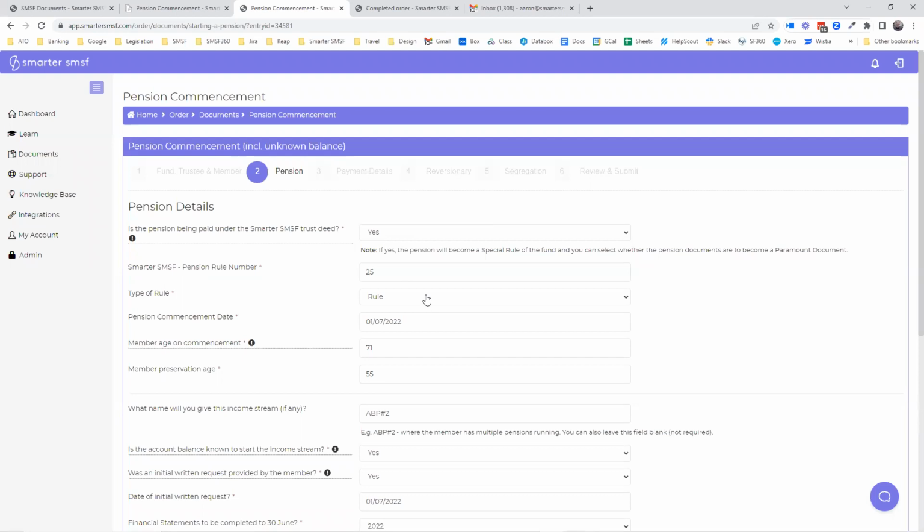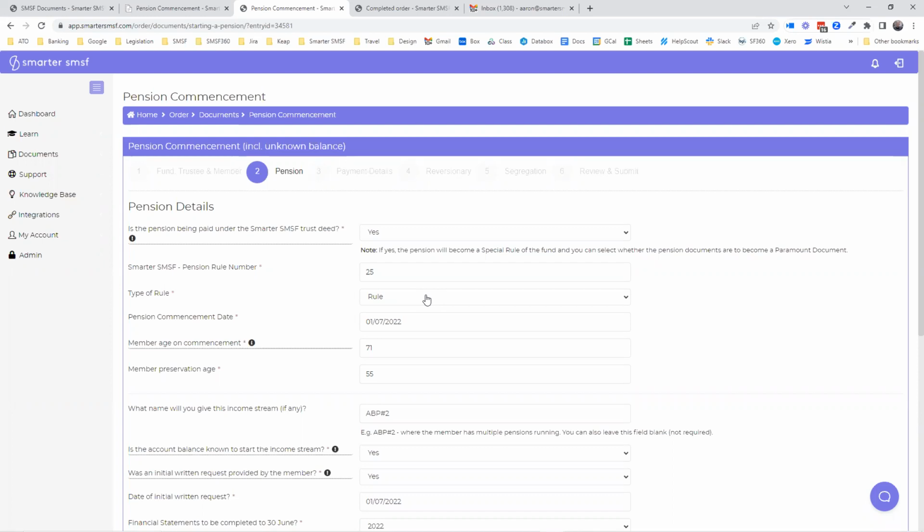So if you say no, so that is you don't use the Smarter SMSF deed, we create the same template of documents here, but we remove two key features. One is that it doesn't become a special rule of the fund, so it doesn't annex itself to the deed, which is unique to our SMSF trust deed. And two, it doesn't introduce that concept of the paramount document, again, something that is unique to the Smarter SMSF deed.